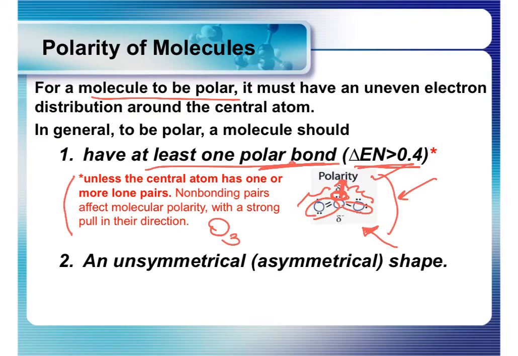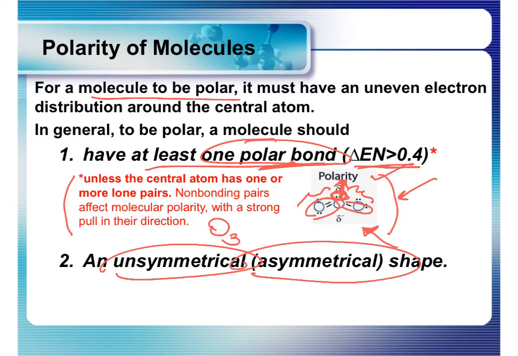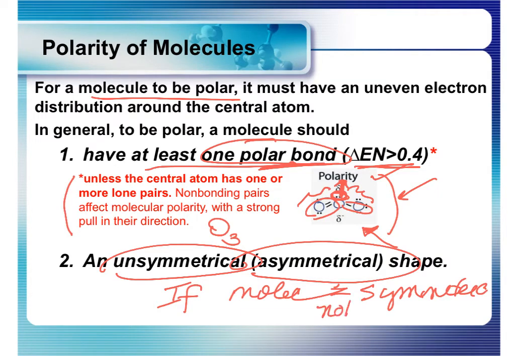So anyway, for 99% of them, you're going to have to identify that there is at least one polar bond in the molecule. Now, having a polar bond is not enough. The molecule must also be unsymmetrical, or asymmetrical. In other words, let me put this a positive way. If a molecule is symmetric, that means it cannot be polar. It doesn't matter how many polar bonds you have. If the molecule overall is symmetric, it cannot be polar.